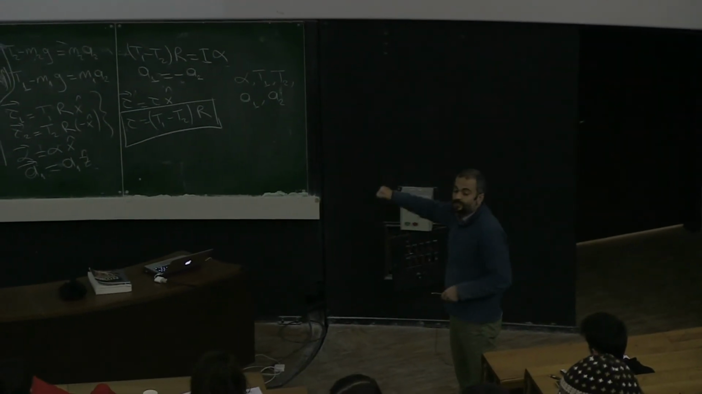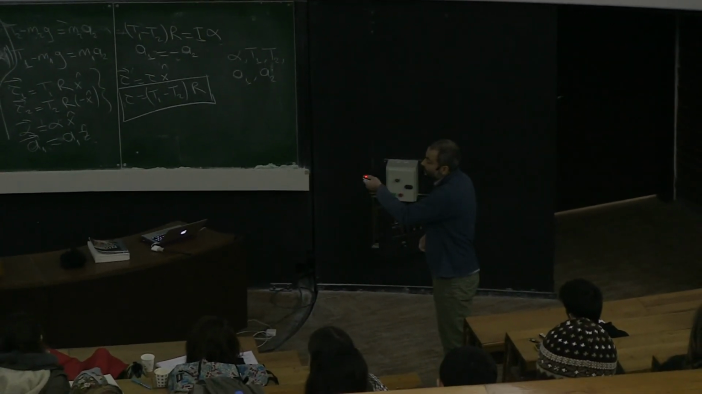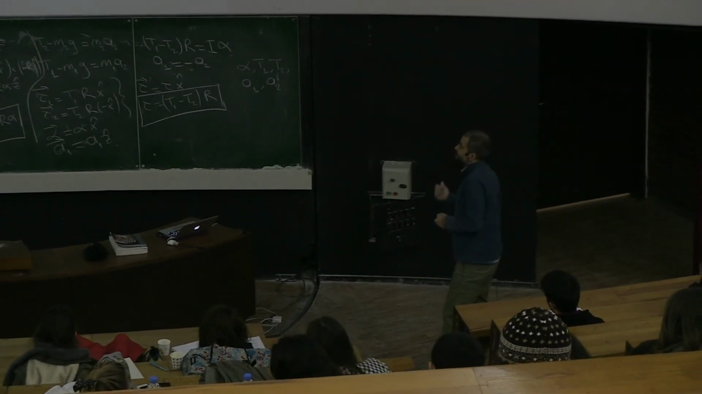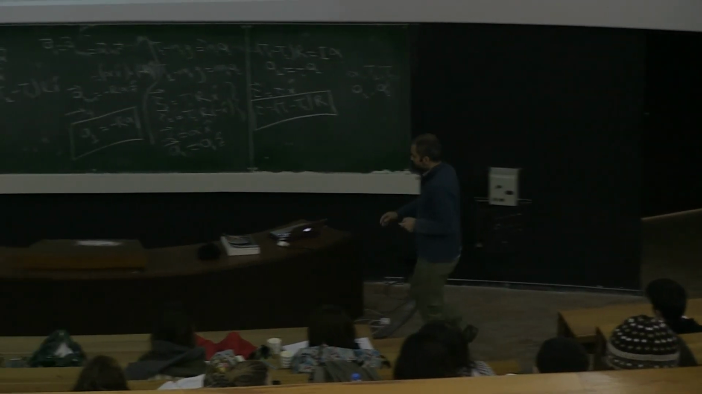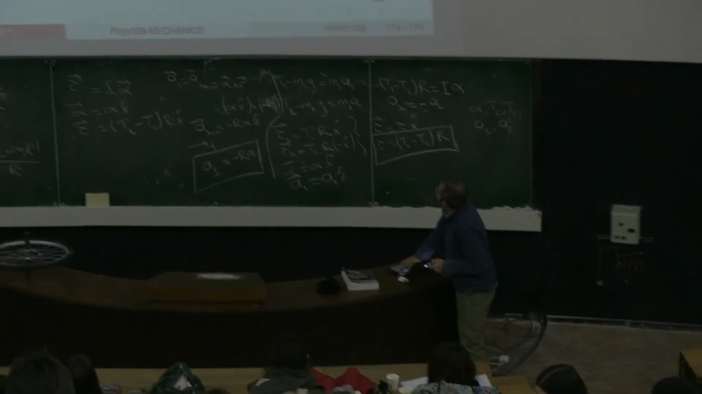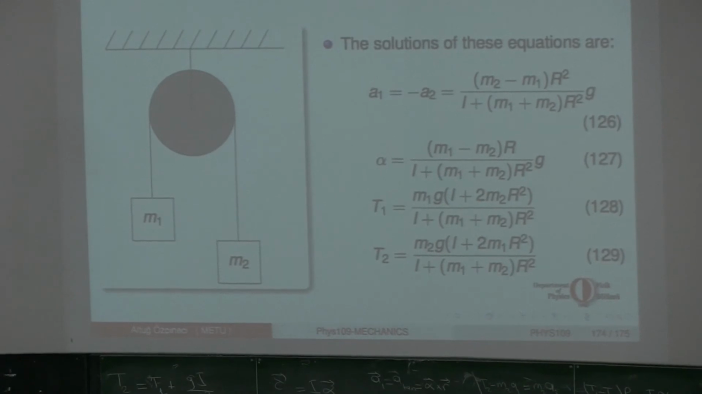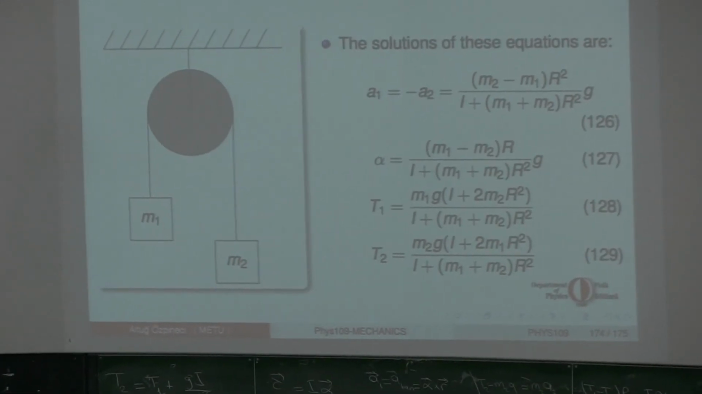Well, it is in the x direction, but depending on the sign of alpha, it is either in the positive x direction or in the negative x direction. And if you look at our results, if M2 was larger, that is the case we assumed, then alpha was negative. So the angular acceleration points inside the blackboard. If M1 was larger, alpha would be positive. It just tells me that the angular acceleration vector is pointing out of the blackboard.